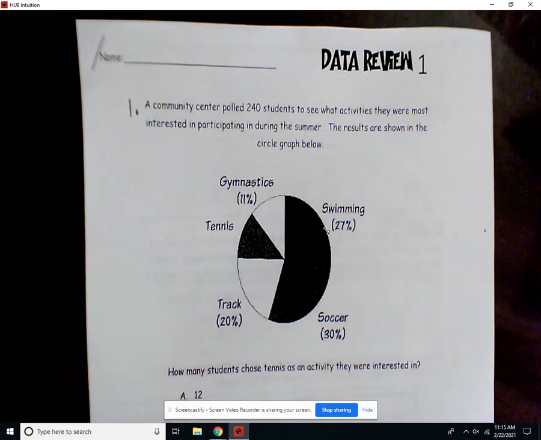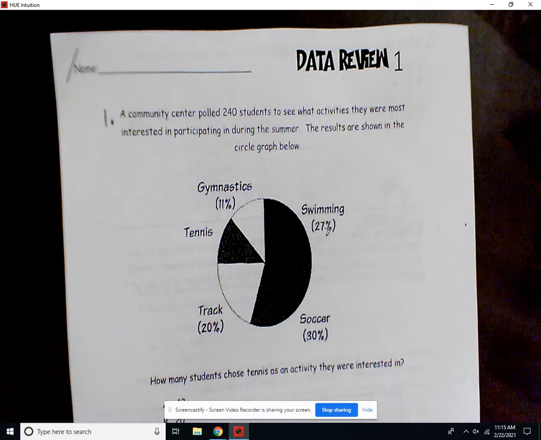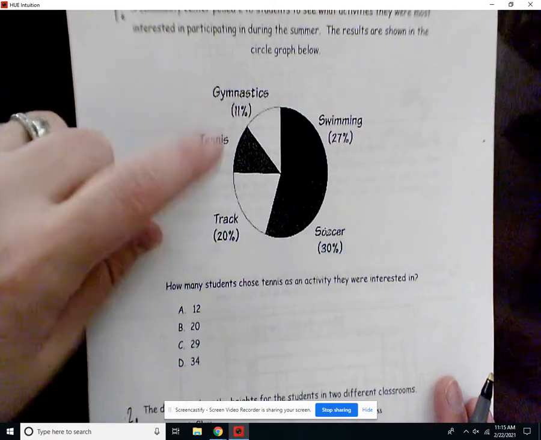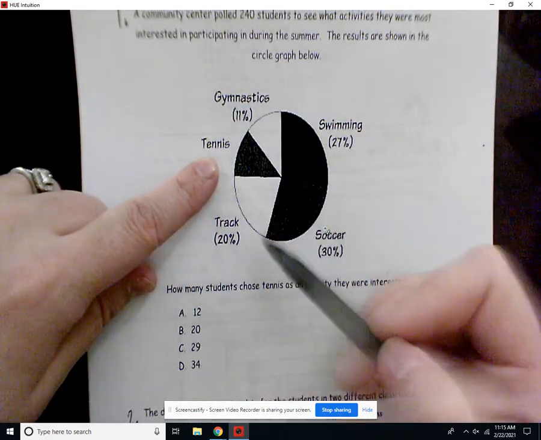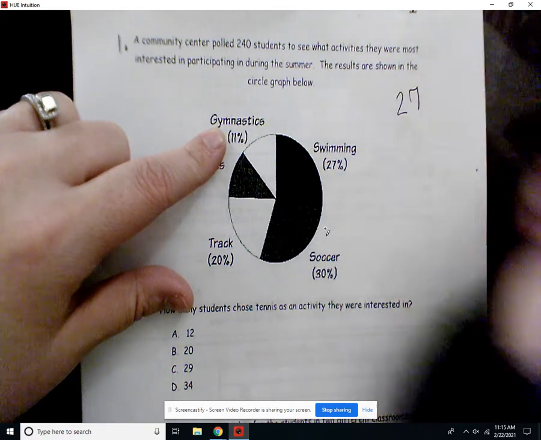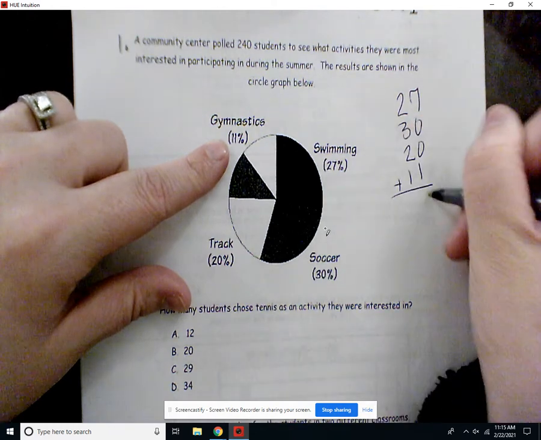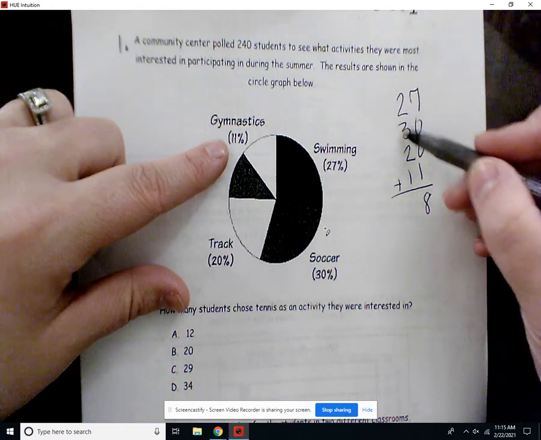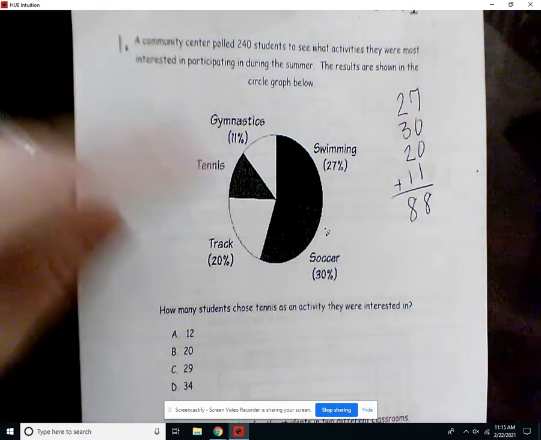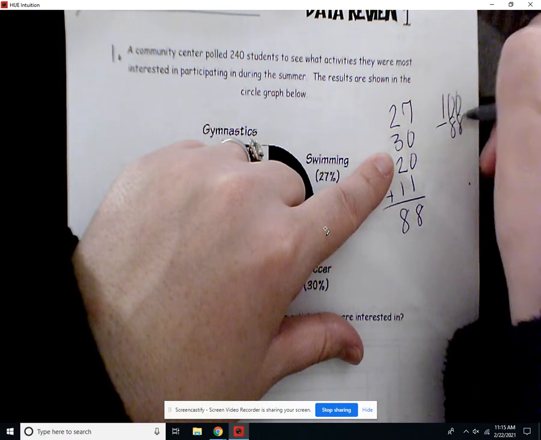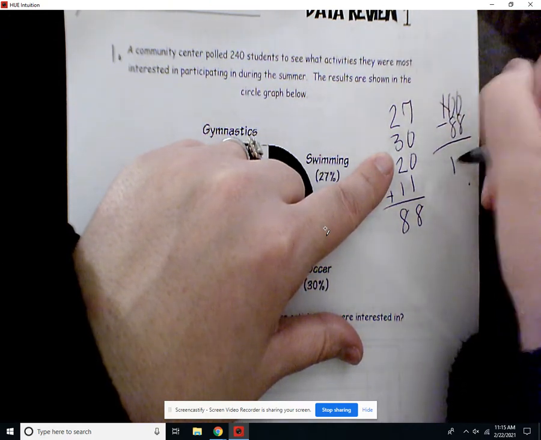Number 1, a community center polled 240 students to see what activities they were most interested in participating in during the summer. The results are shown below in the circle graph. How many students chose tennis as an activity they were interested in? If you notice, tennis doesn't have a percentage, so we're going to find the missing percent. We add everything up: 27, 30, 20, and 11. That's 88% in all. To find our missing percent, we take 100 minus 88, which is going to be 12%.